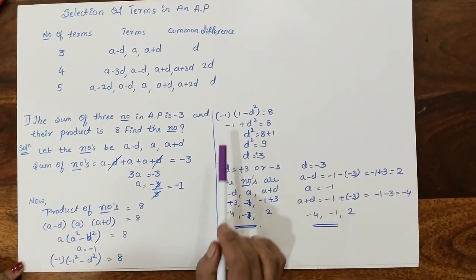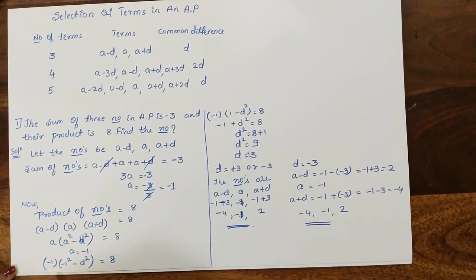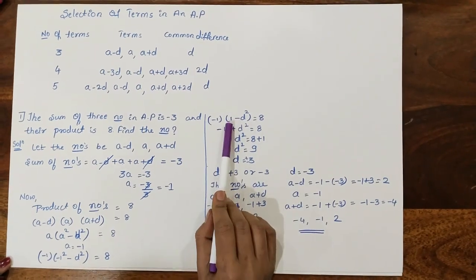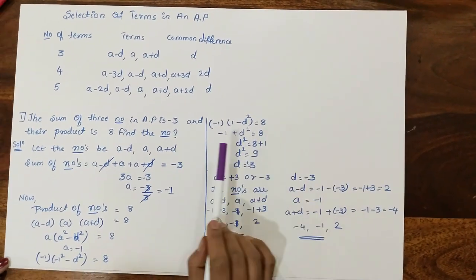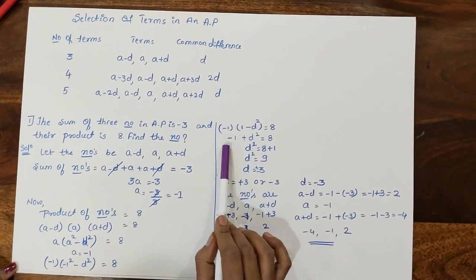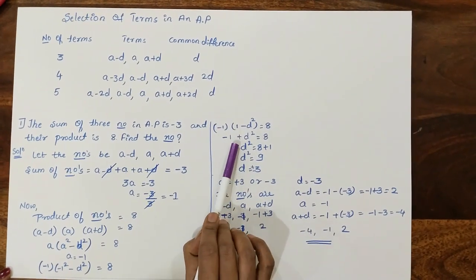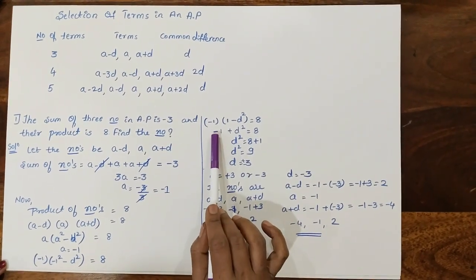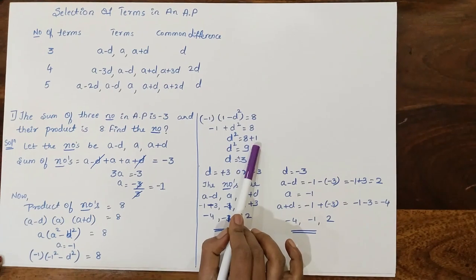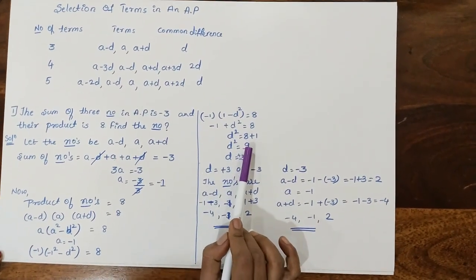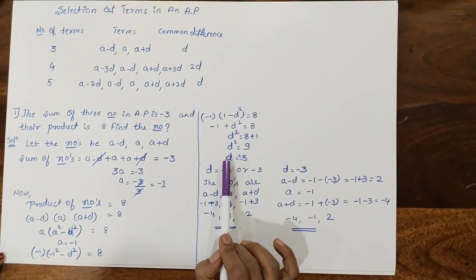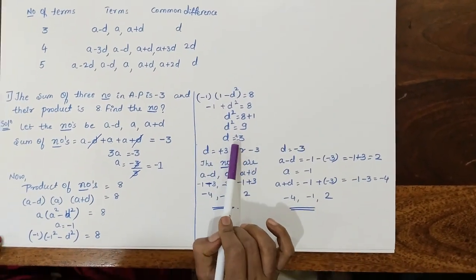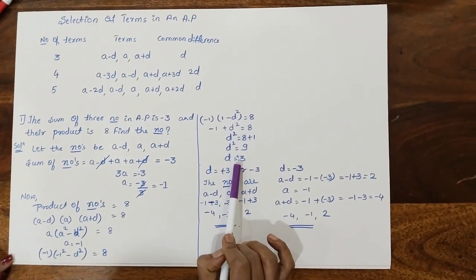Substitute the value of a: minus 1 square minus d square is equal to 8. Minus 1 into minus 1 is plus 1, so 1 minus d square is equal to 8. Using the linear equation, minus d square is equal to 7, so d square is equal to minus 7... Correcting: by using linear equation, the minus comes to the right side and becomes plus, so d square is equal to 9, and the value of d is plus or minus 3. Don't forget to write plus or minus here.